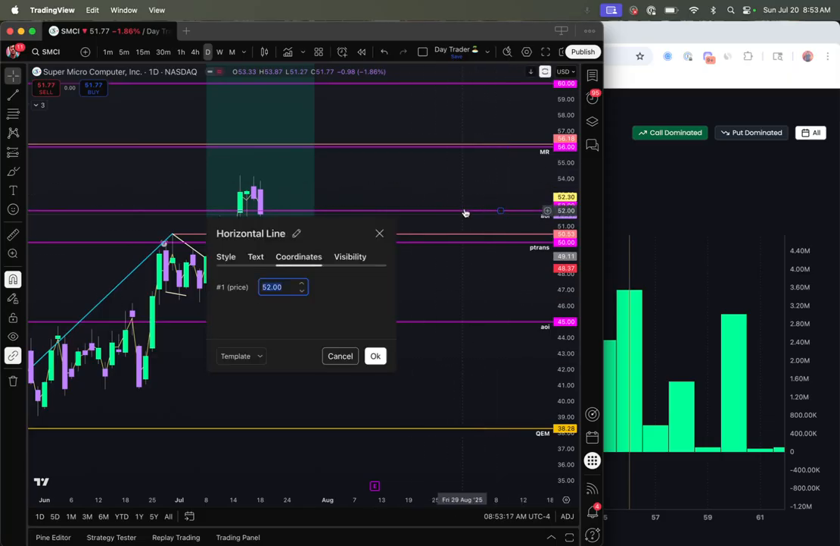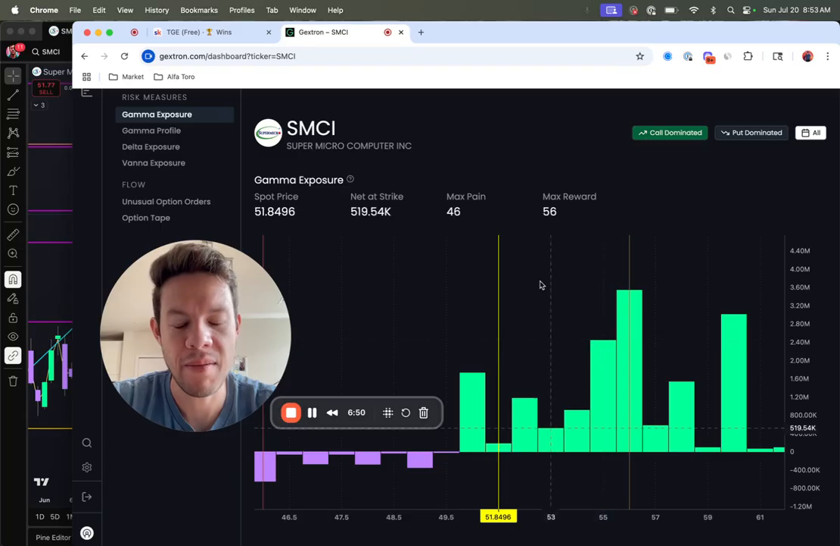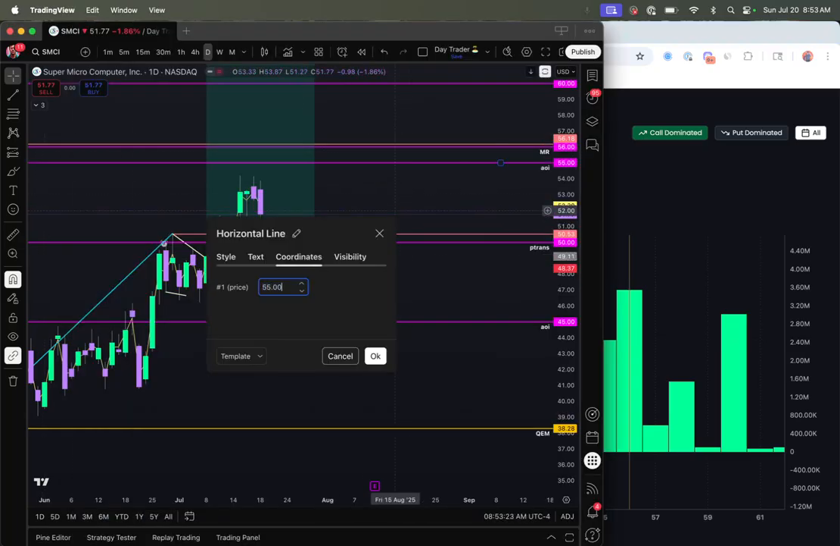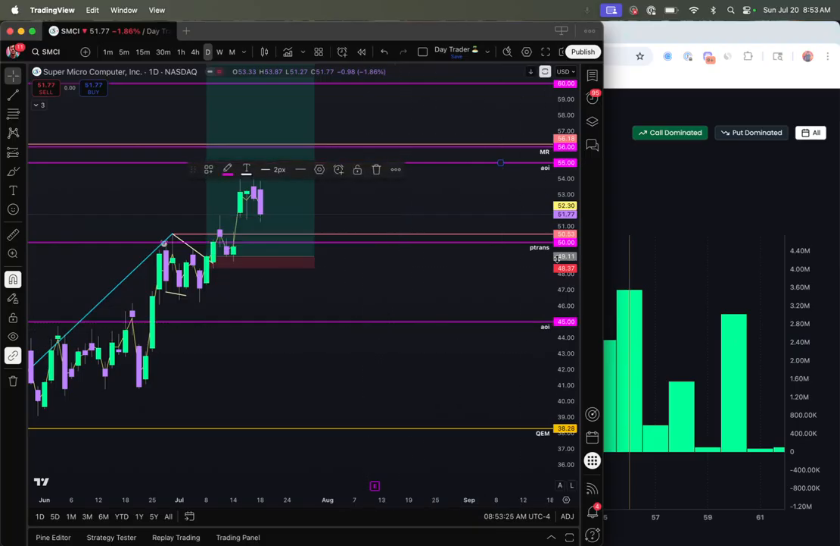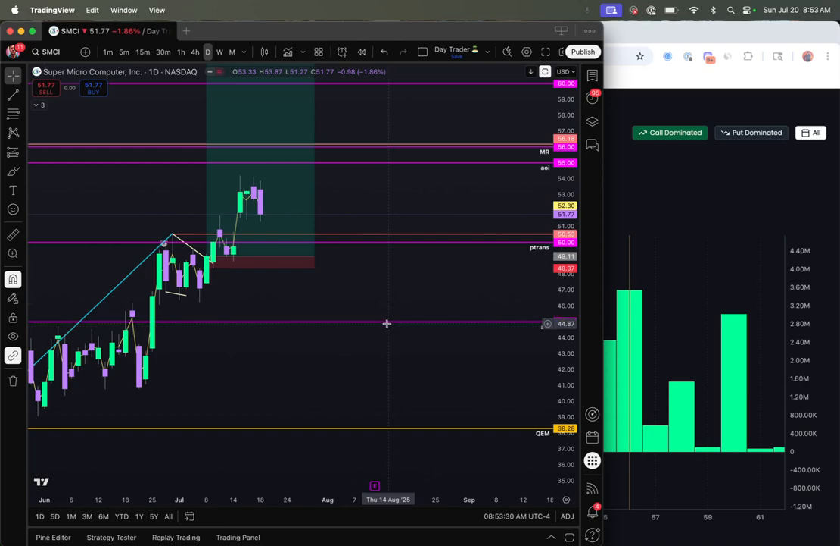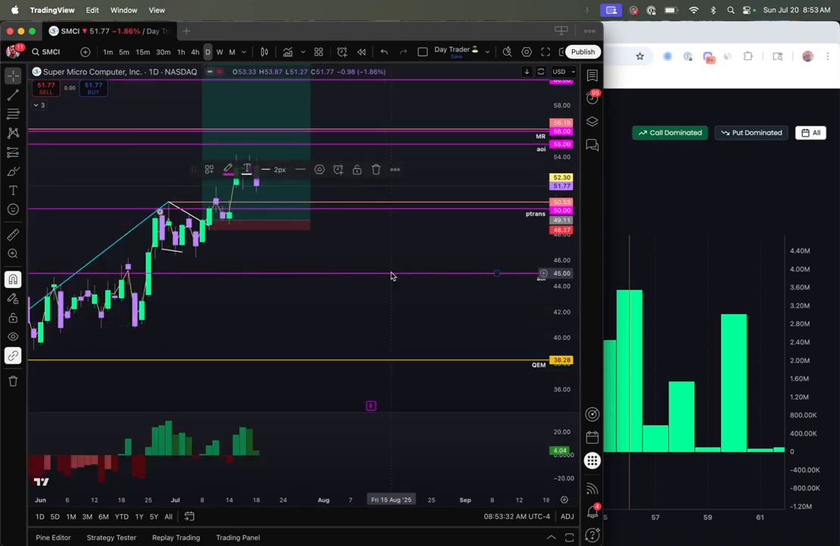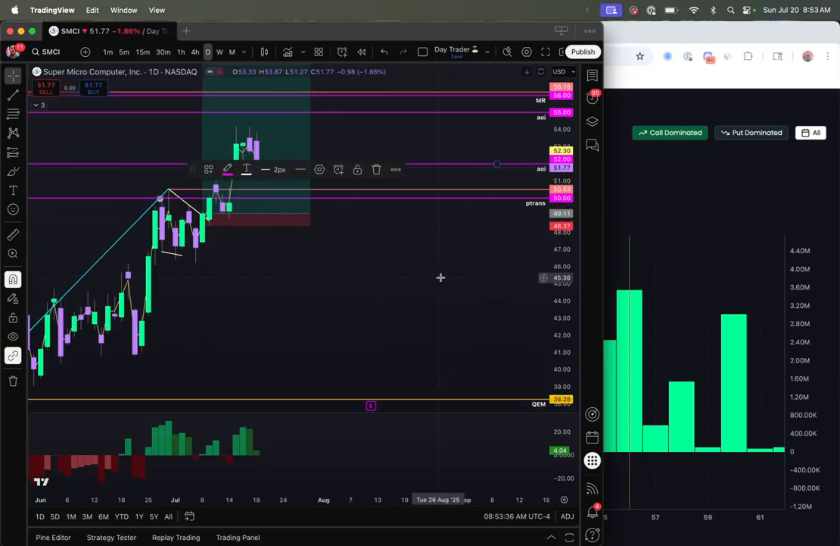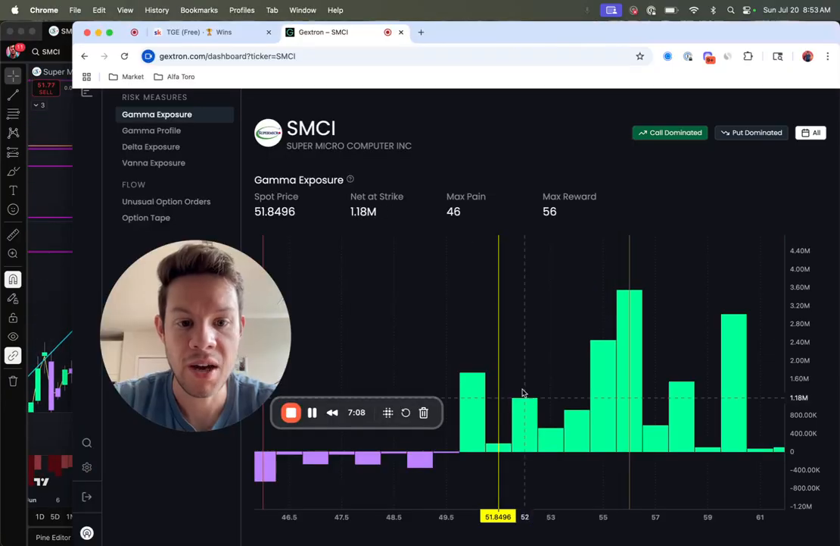And then the next area of interest is also 55 because it's very tall. And if price is going towards it, it could be a level of resistance. Okay, so I'm going to update that line. I do need to add 52 in here because it's not as tall, but it's enough to become a level of support.